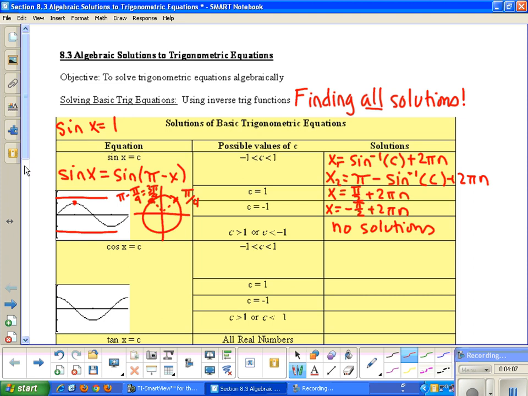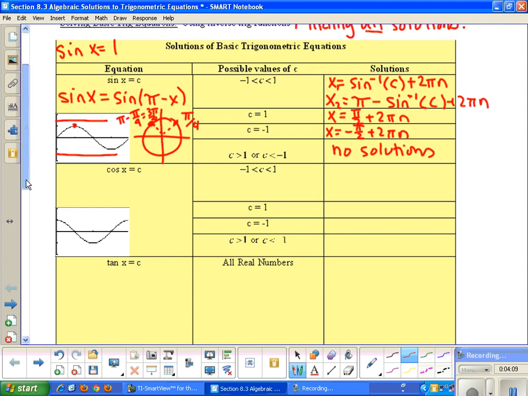So then let's go ahead and do where the cosine values are equal to c. If c is in between 1 and -1, we're going to now have two solutions. So I know one of my solutions: x equals the cosine inverse of c, plus the period 2 pi n. But how do we get the other solution?